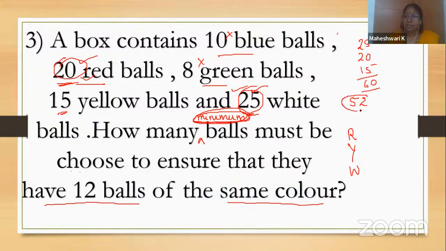Now here, as one of our participants has asked, why not 52? 52 can also give us 12 balls of the same color. If we take 52 balls, then why not 12 of the same color? There are 5 different colors, right? So let me take 5 boxes. And we're taking 52, right?